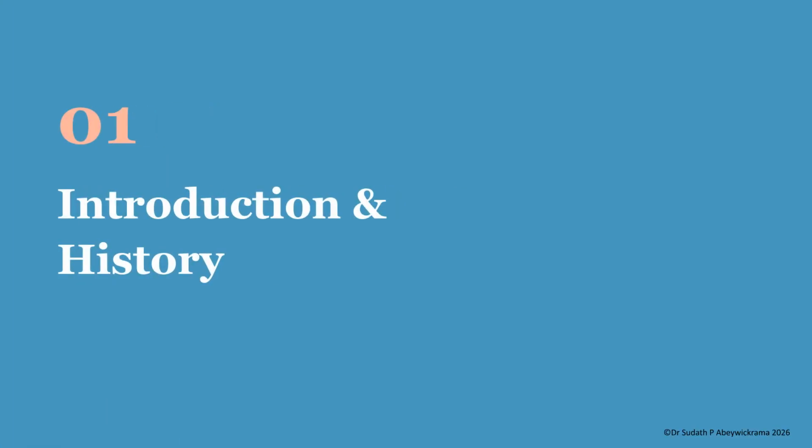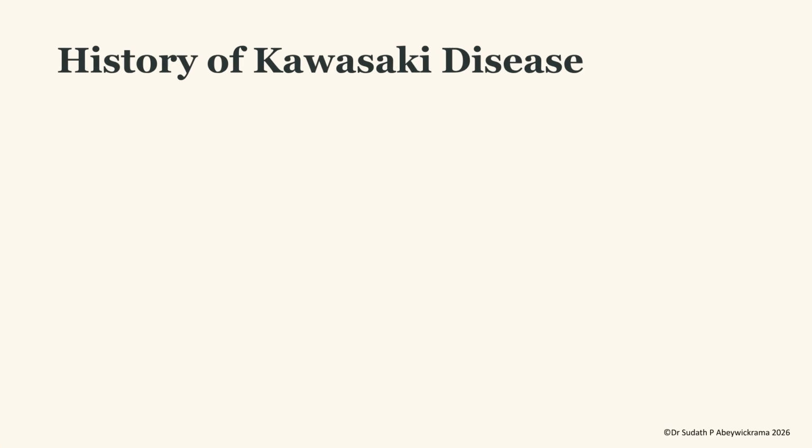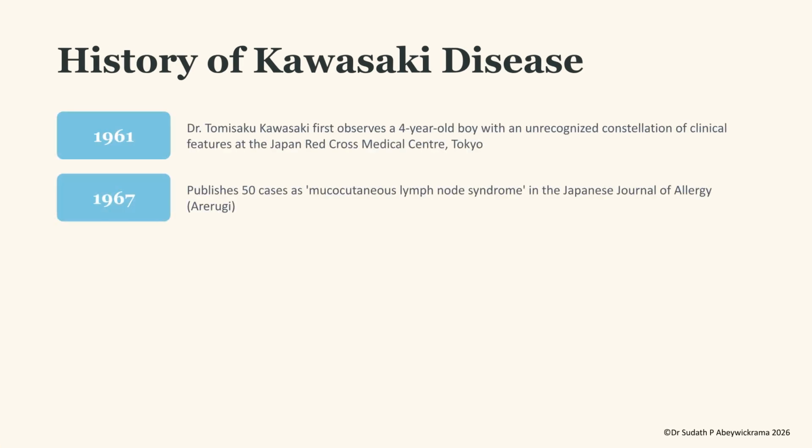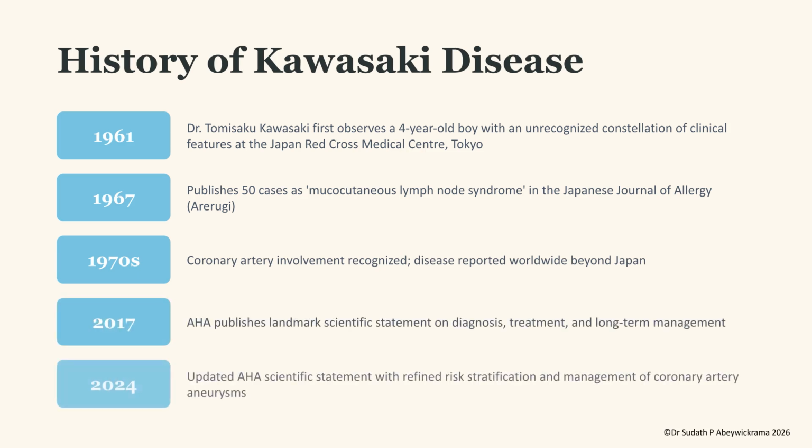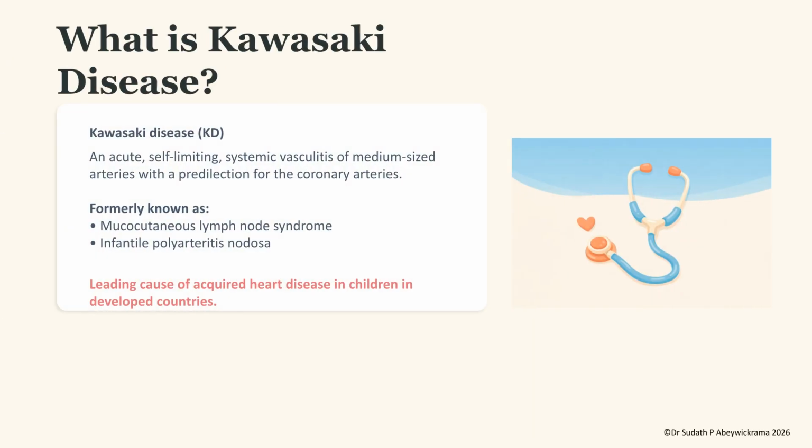We begin with Module 1, an introduction and history of Kawasaki disease, focusing on its discovery, definition, and epidemiology. Kawasaki disease was first observed in 1961 by Dr. Tomisaku Kawasaki. Coronary artery involvement was recognized in the 1970s. Key updates on diagnosis and management were published by the AHA in 2017 and 2024. Kawasaki disease is an acute, self-limiting systemic vasculitis of medium-sized arteries, preferentially affecting the coronary arteries. It is the leading cause of acquired heart disease in children in developed countries.